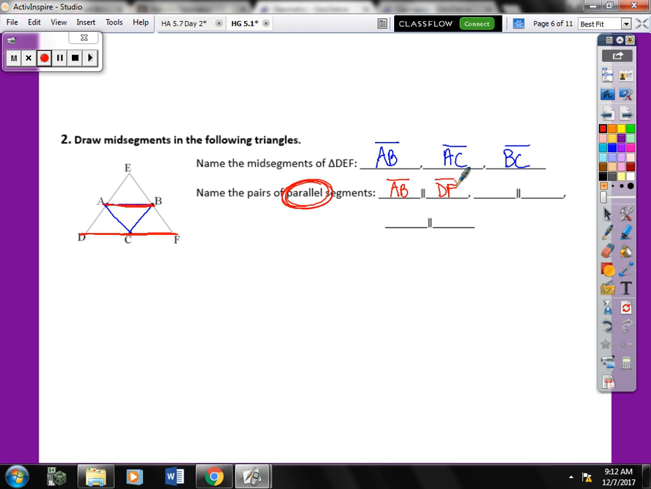Now we have two other pairs. Fred? Segment ED is parallel to segment BC. Oh, thank you. Yes. So that was this one and this one. Last one, Kale? Segment AC is parallel to segment BF. Very good. So this one and this one. All right, the rest of them on this page are pretty simple.